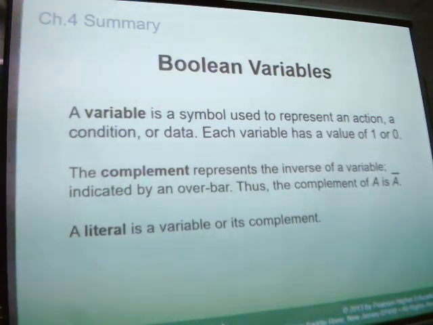Section 4.1 to section 4.5. Let us review these sections first. The three concepts are very important. We must know what they mean: a variable, the complement, and literal.